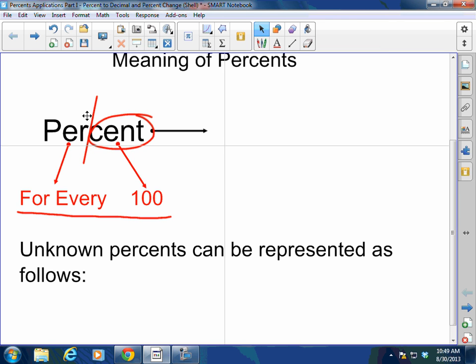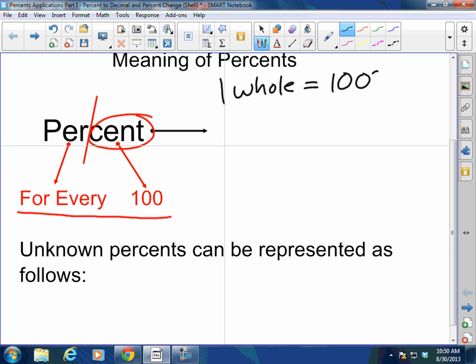Percents are parts of 100. Remember when we talked about fractions, I told you that fractions, decimals, and percents are all the same thing, just written in different forms. Well, remember that a fraction is a part of one whole? Well, one whole equals 100%. So a percent is for every 100. It's part of 100. What part of 100 am I showing?